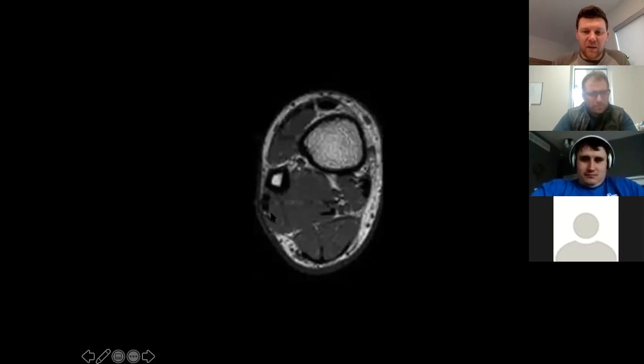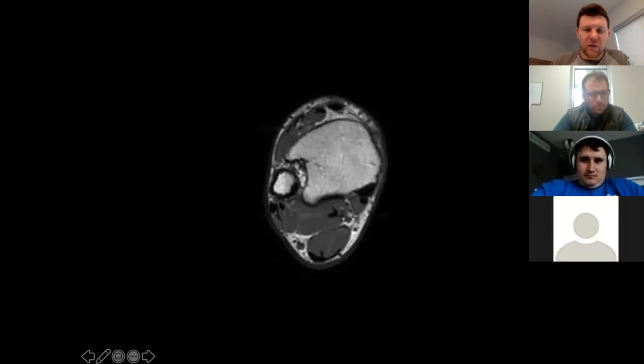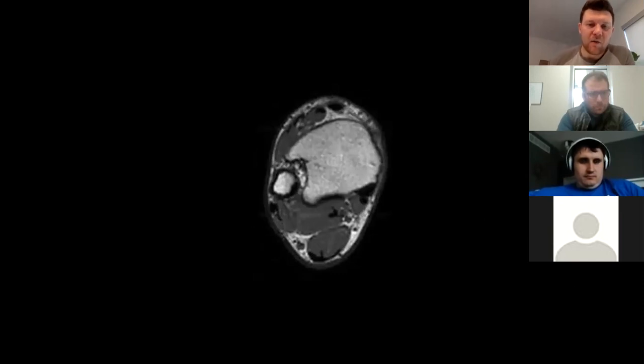So this is really the brevis we're starting to see, and as we go one slice lower, you can really see the brevis starting to take shape here. So you are correct. All right, who would like to take this slice?